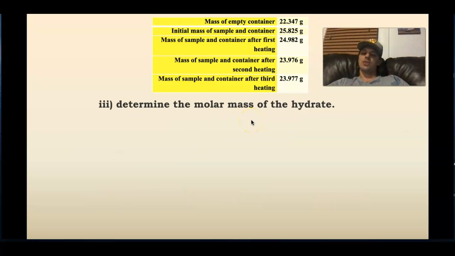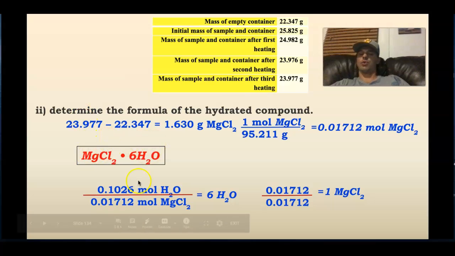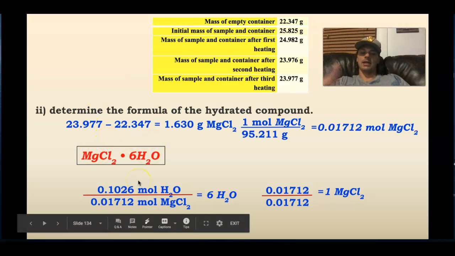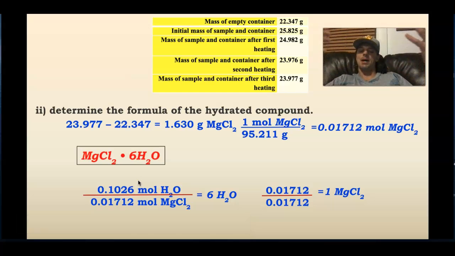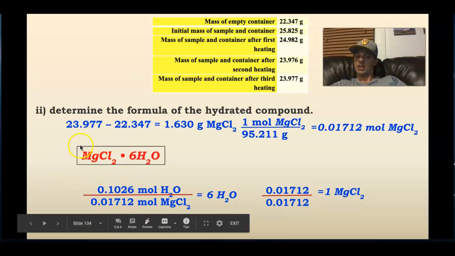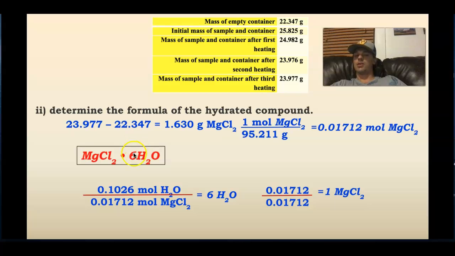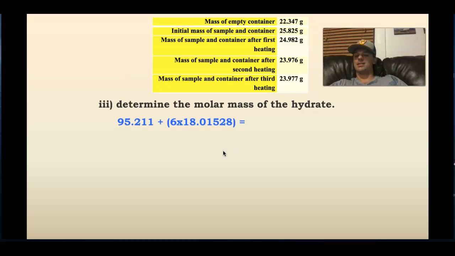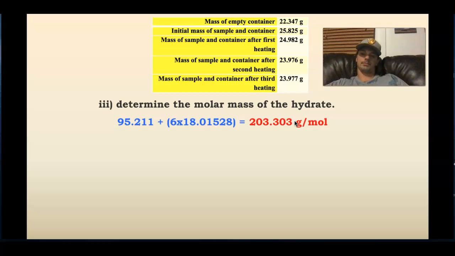Determine the molar mass of the hydrate. Hopefully we can finish this up just by looking at the formula. How do I get the molar mass of a formula? I add up magnesium and chlorine, or whatever elements are in my compound. So in this case, I need to get the molar mass of magnesium chloride and the molar mass of water, but I need to take into account there are 6 waters. So whatever water's molar mass is, I'm multiplying by 6. So here's the molar mass of magnesium chloride. Here's the molar mass of water. Again, I'm multiplying water by 6 because there are 6 in my hydrate, and I get 203.303 grams per mole, which is my proper unit for molar mass.